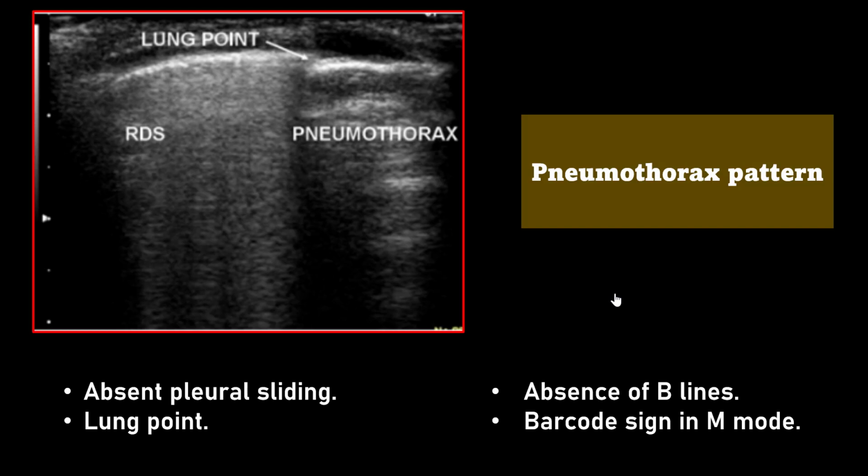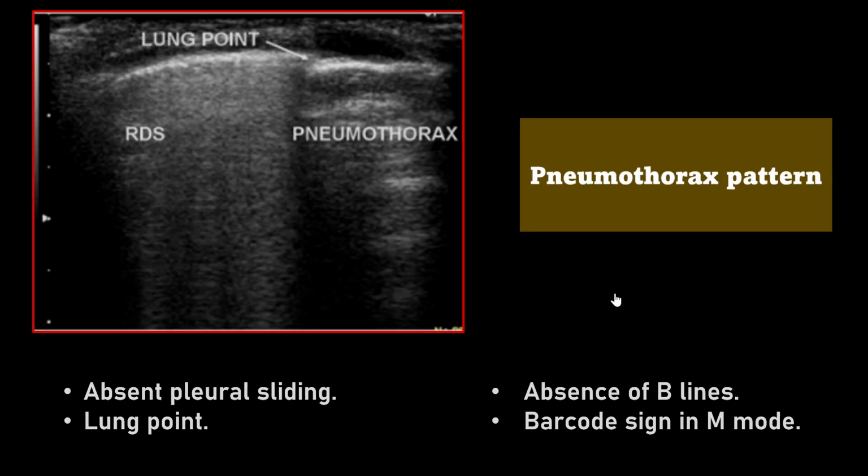While you are scanning the different areas, you can reach this point where you have a pneumothorax on one side and a sliding pleura on the other side. So this is a sure sign for diagnosis. So there is absence of pleural sliding, absence of B lines. There is a lung point, which is a point separating an area of pneumothorax and the normal lung. And on M mode, this is a continuous ultrasound concentrated in one point.